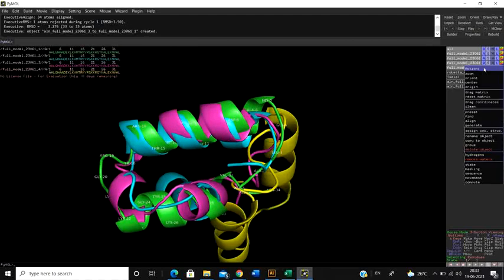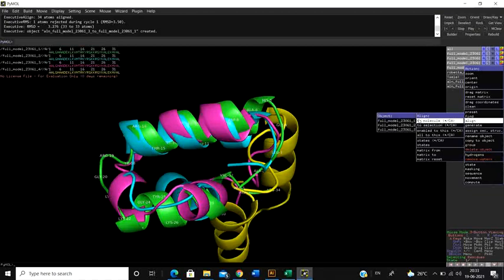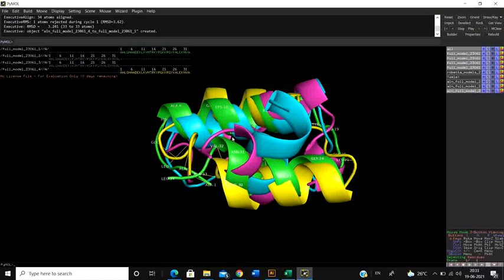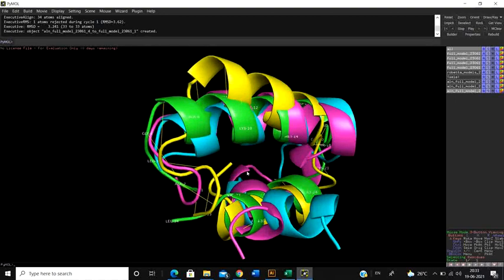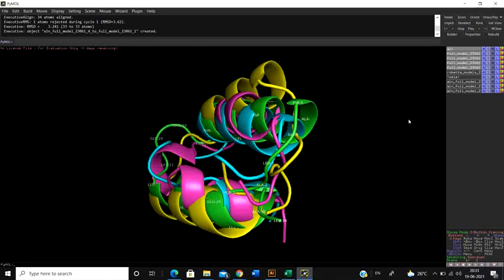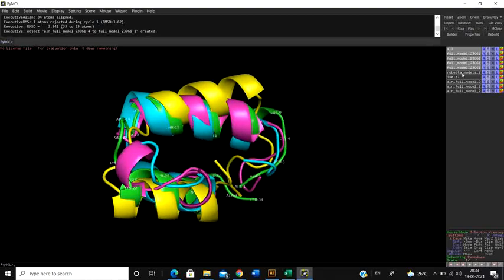Now with the fourth model, the final model, align to model 1. So now you can actually align every molecule together. All the molecules are actually aligned with one another. Now it becomes much easier to visualize and analyze the structure.